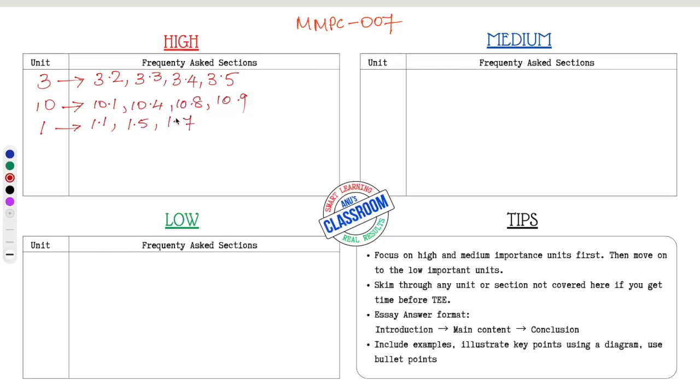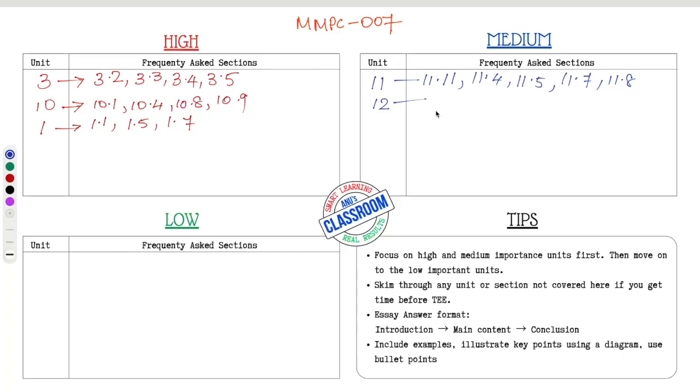Okay, now coming to the medium importance units. Medium importance units are unit number 11, that is long business correspondence. You can focus on 11.1, 11.4, 11.5, 11.7 and 11.8. Okay, but again questions have come from most of the units. Okay, so see if you can learn all.